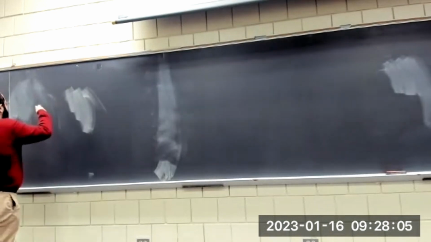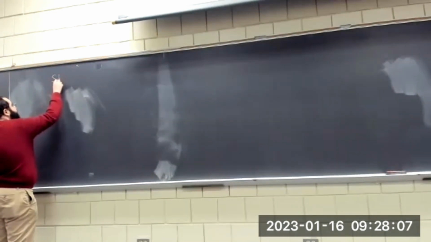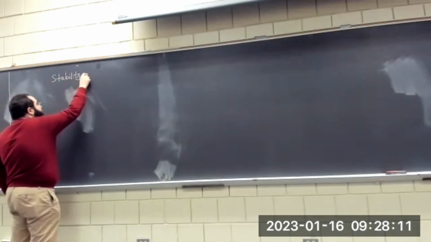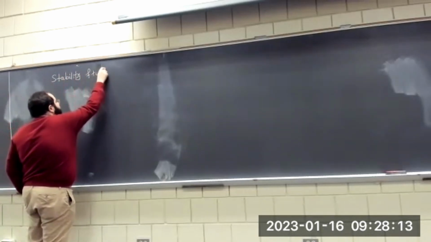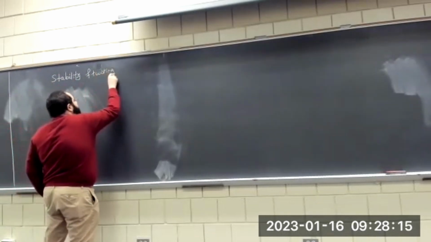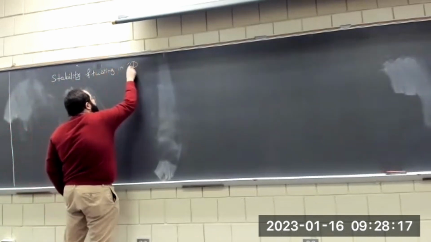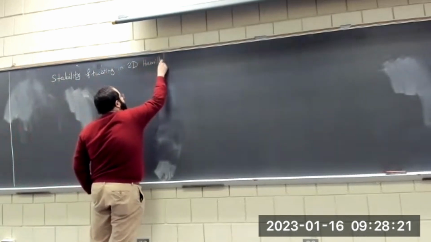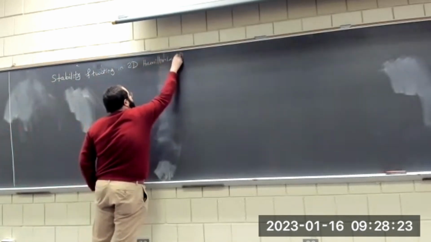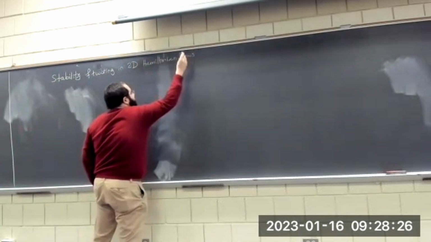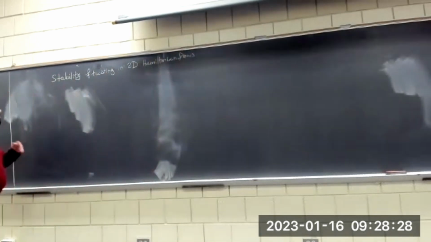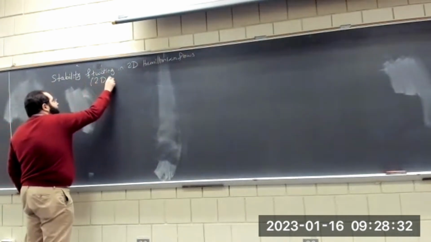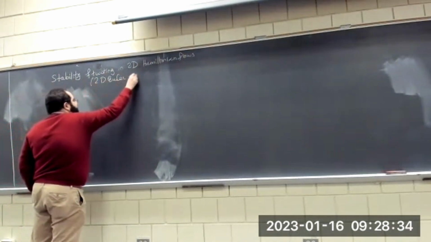So I'm going to talk about a kind of general topic, stability of twisting in 2D Hamiltonian flows. And of course, with applications to 2D Euler equations.